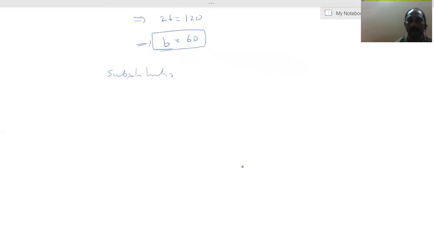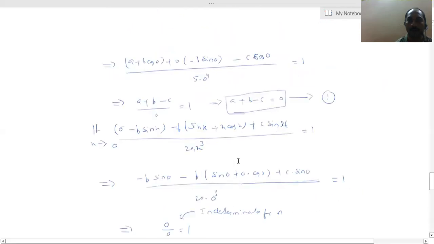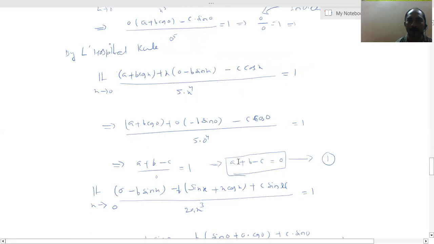Substituting b equal to c and c equal to 3b in equation 1, then we get the first equation: a plus b minus c equal to 0. See the first equation in our process. This is the first equation, a plus b minus c equal to 0.